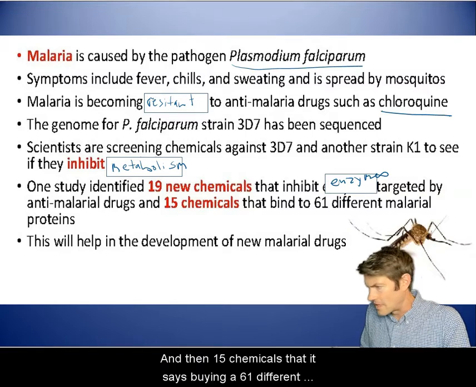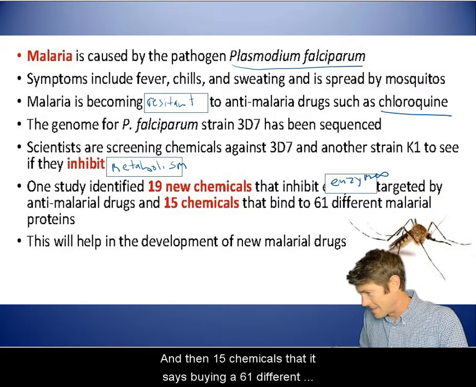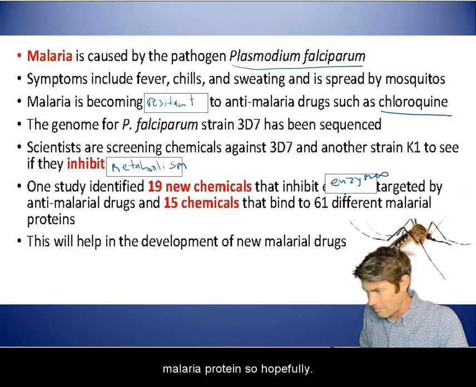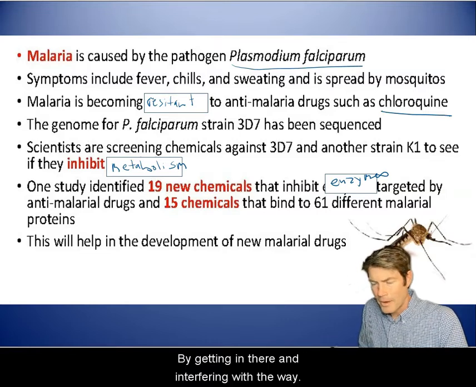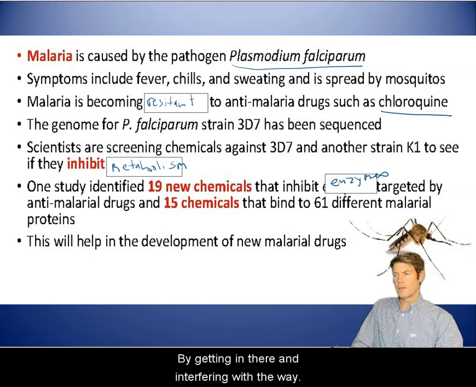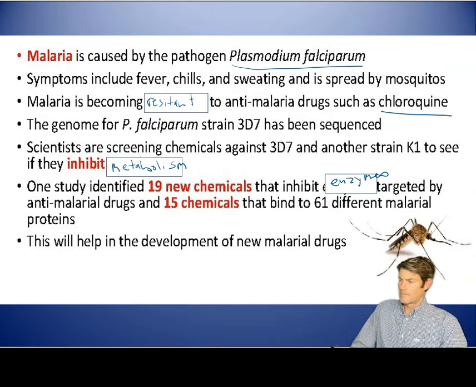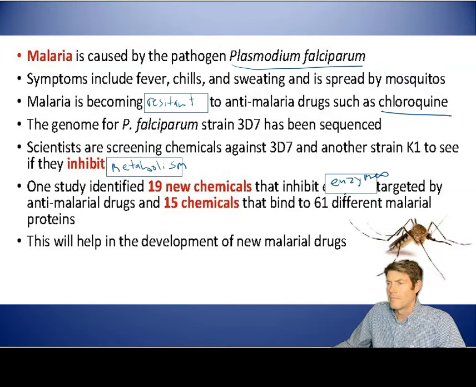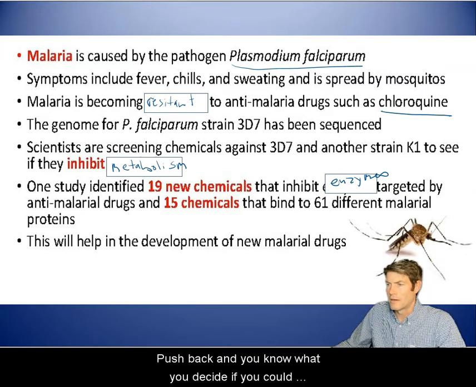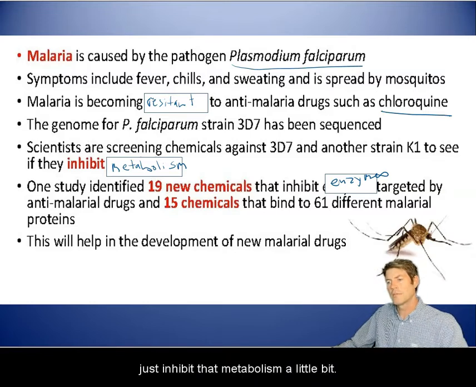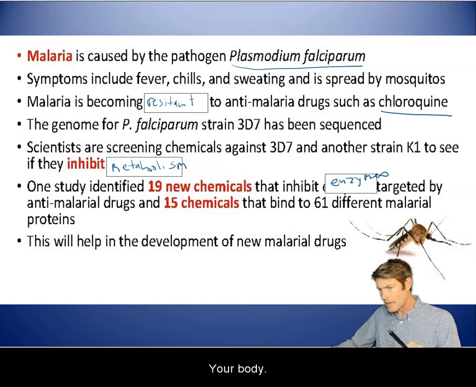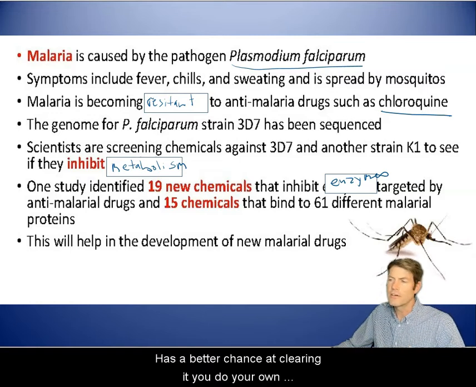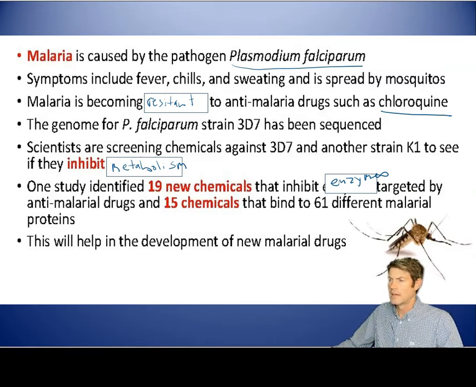And then 15 chemicals that it says bind to 61 different malarial proteins. So hopefully, by getting in there and interfering with the way this pathogen goes through its metabolism, it can be pushed back. And if you could just inhibit that metabolism a little bit, your body has a better chance at clearing it. Your own immune system kicking in.